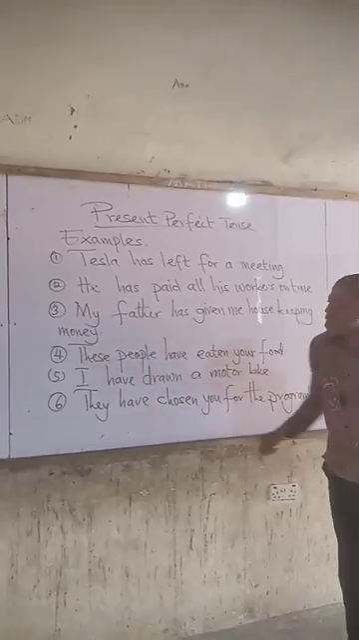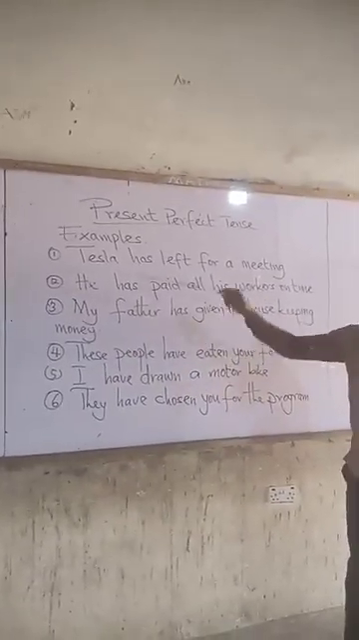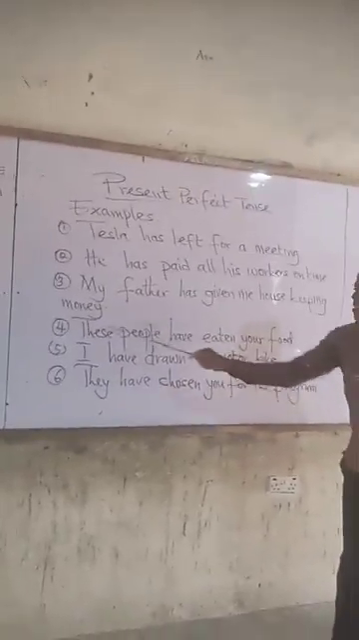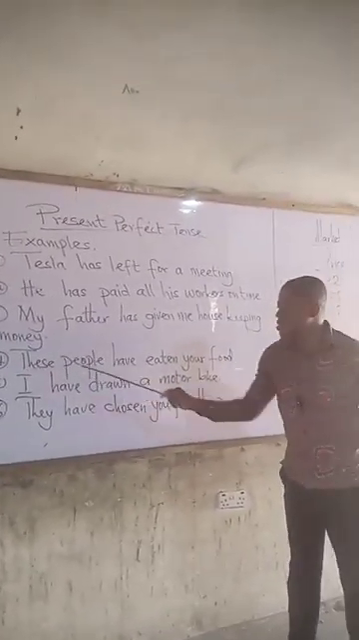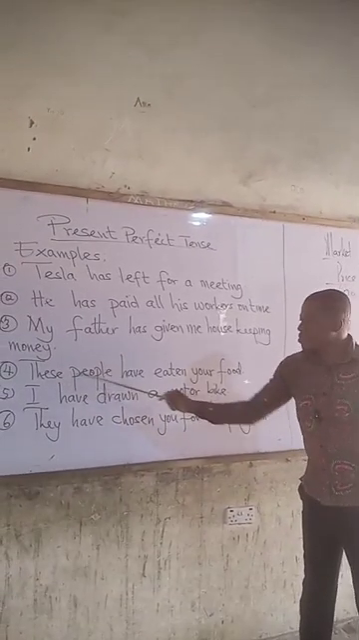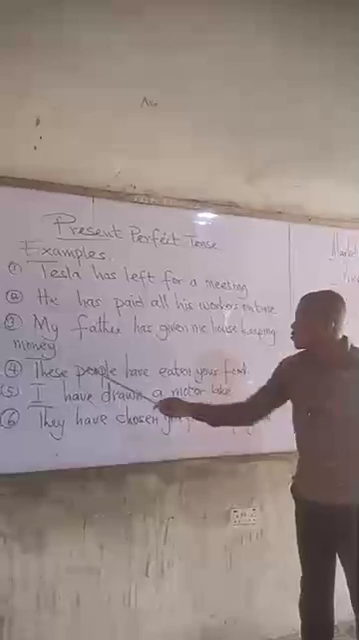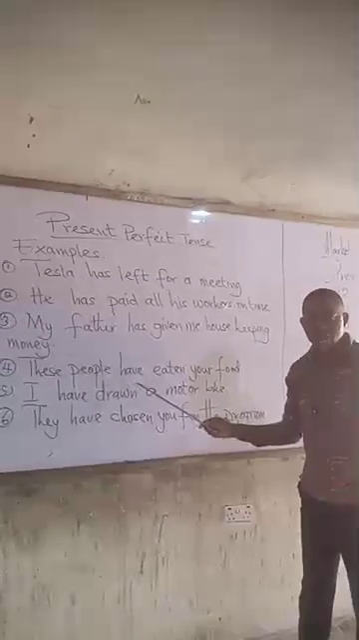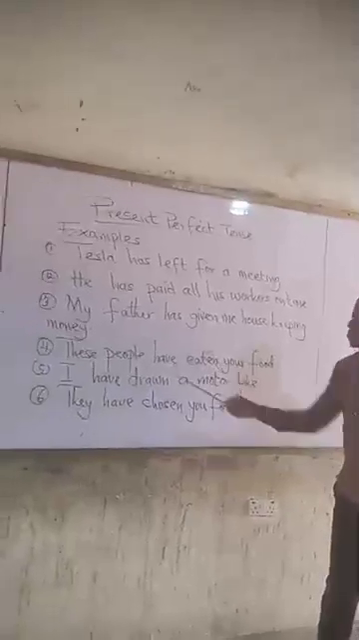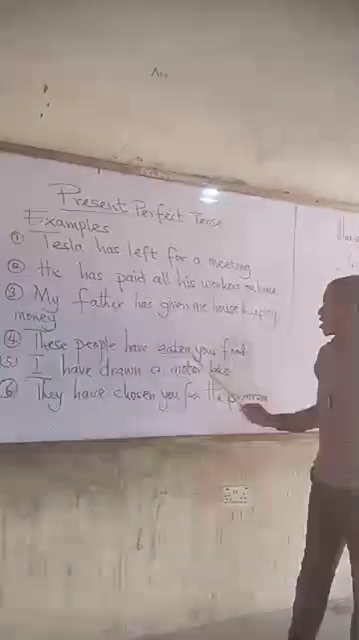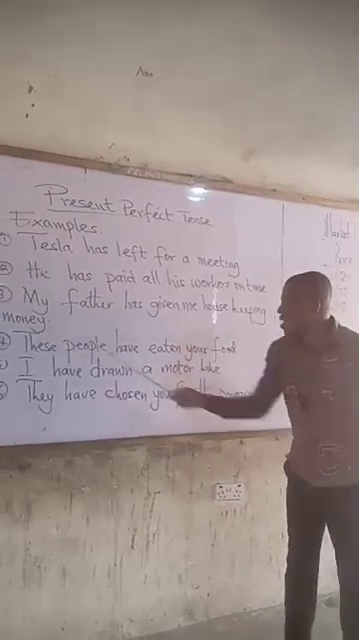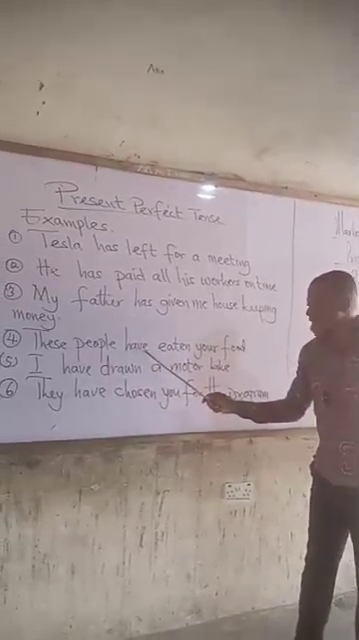Now, the fourth one, we are moving to the plural ones. So, number 4, we have these people, which is plural. So, we are going to use have, not has. So, these people have eaten your food. So you realize that we use have over here, not has.